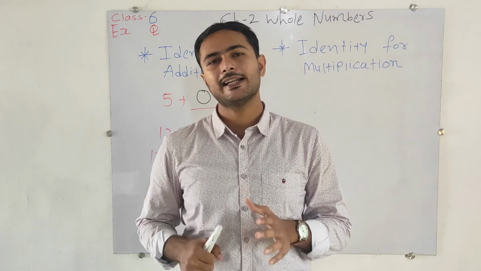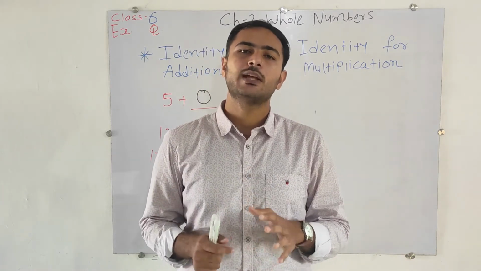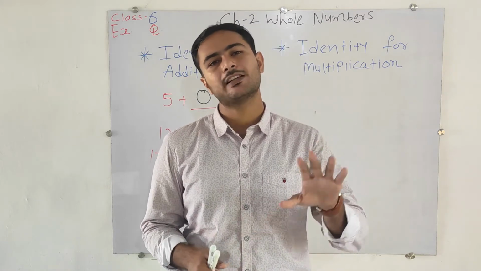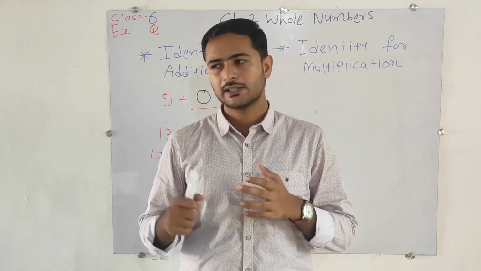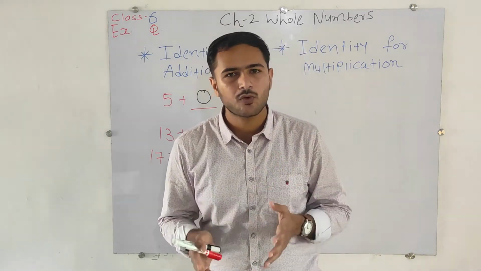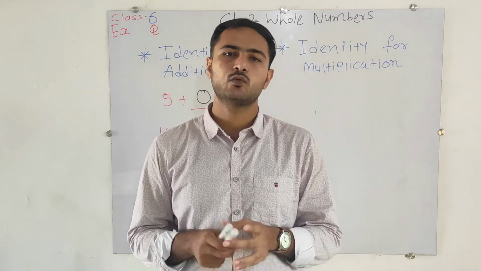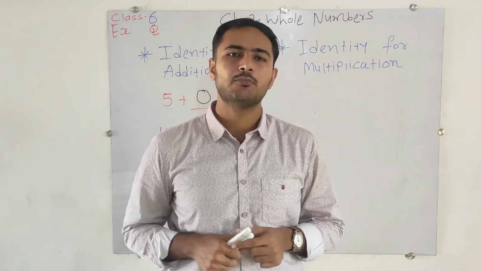Why is that the additive identity? As we have discussed, the number 0, if we add it to any number, the answer will be that number only. As we have seen here, 5 plus 0 is 5 only, 7 plus 0 is 7 only, 13 plus 0 is again 13 only. So there is no change if you add 0 to that number.